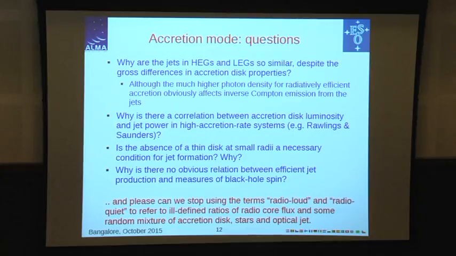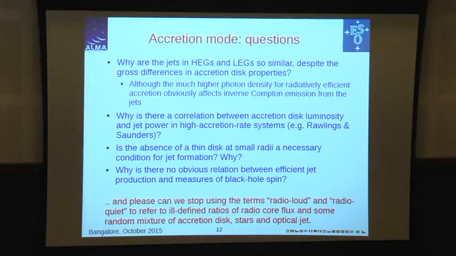So these are the questions I have for later on accretion mode. Why are the jets in high excitation and low excitation galaxies so similar despite the gross differences in the accretion disk? There is an observed difference which we understand, we think, which is that the inverse Compton scattering is different, and that's because the incident photon field on the jet is much higher in the high excitation systems. But otherwise, they're rather similar. Why is there a correlation between accretion disk luminosity and jet power if both sorts of galaxy can produce jets? Is this something to do with the strength of the magnetic field that's being brought in?